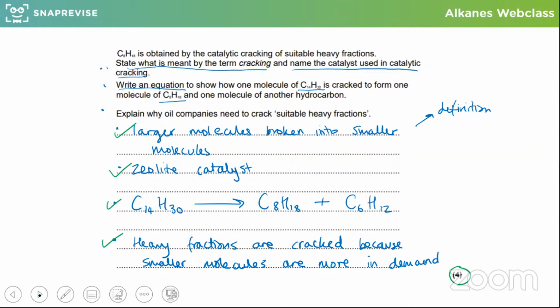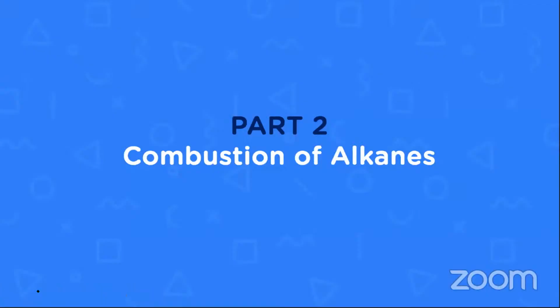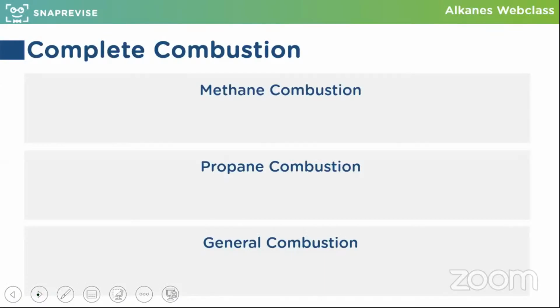Okay, let's move on then to combustion of alkanes. So complete combustion. Can you have a go at writing either the methane or the propane combustion? Pick one and have a go. So can you have a go at writing a balanced equation for either methane combustion or propane combustion? So just double check that we're sure. Methane is CH4 and propane is C3H8.